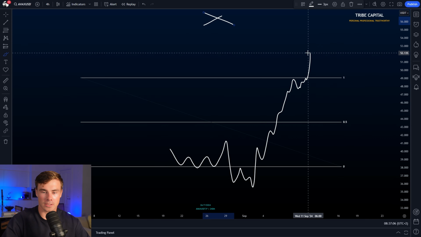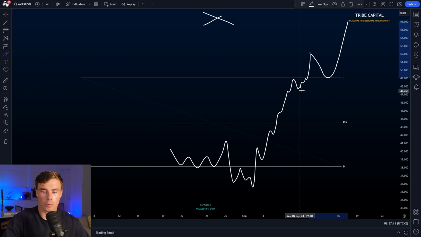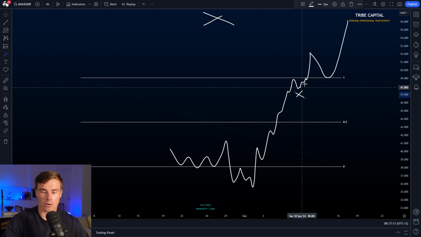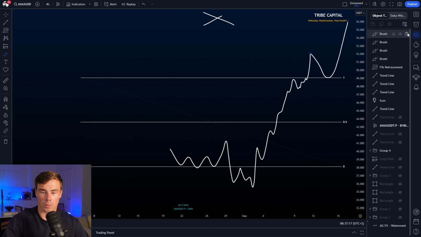There's the way of playing the perfect retest of the range high level and push it higher, with your invalidation beneath this low and beneath this demand that forms around the range high. That's way number one to play it.